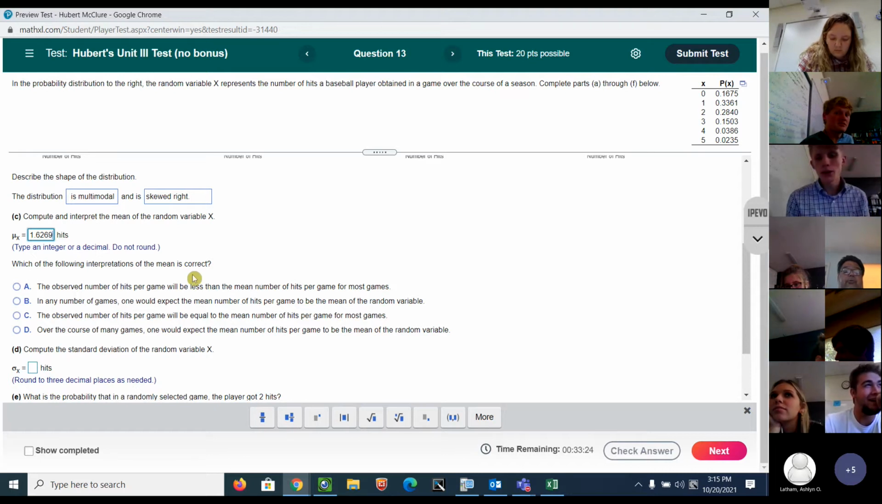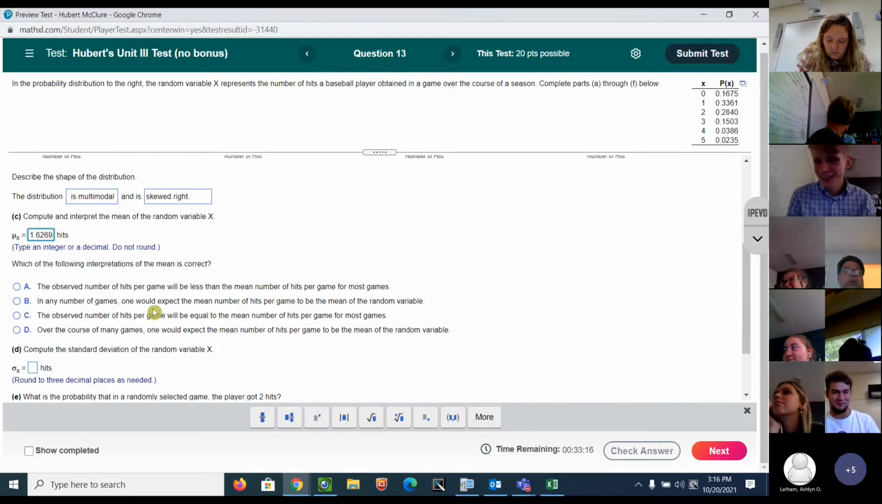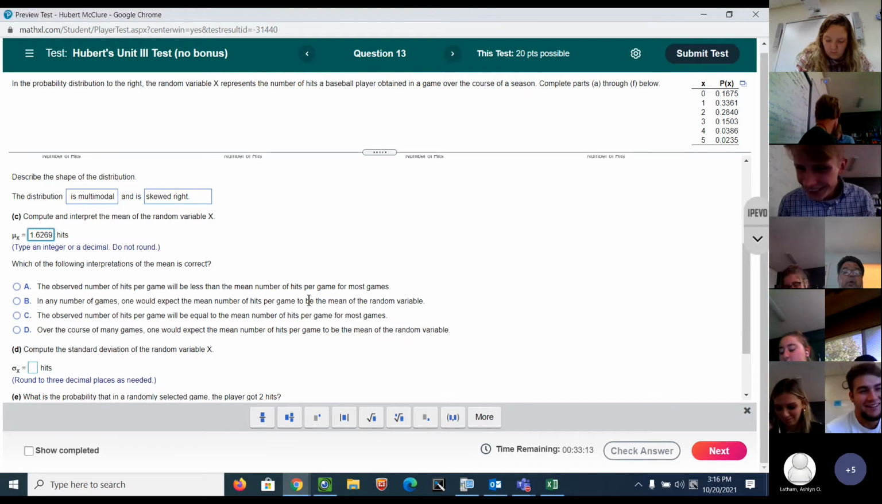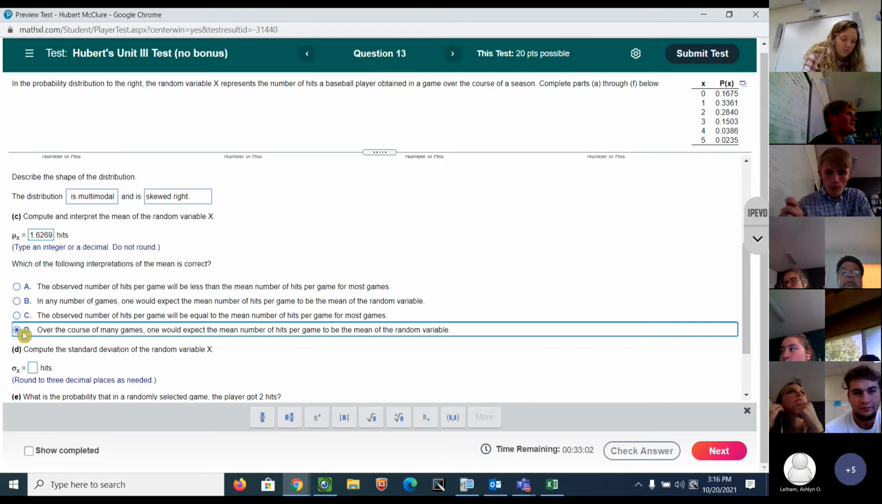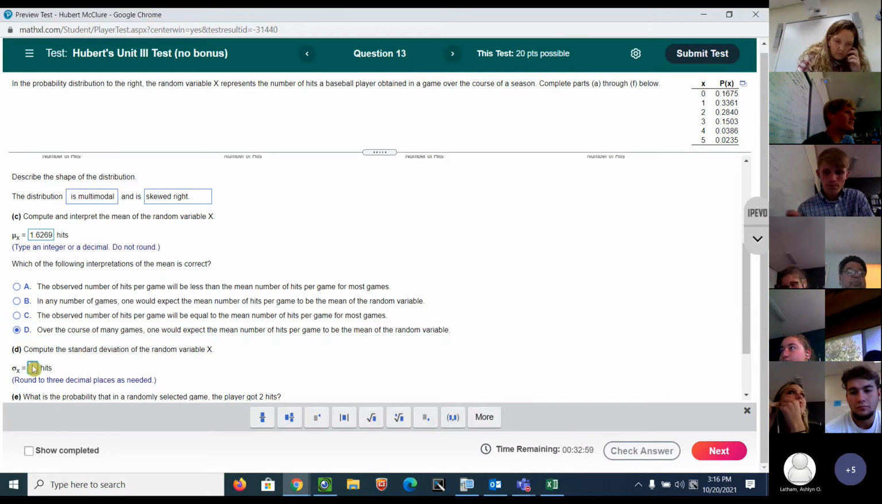Which of the following of the mean is correct? Would expect the number per games to be the mean. If any number of the games would expect the mean number of hits per games to be, no, not to be. The observed number of hits per games will be equal to, no. The observed number of hits will be less than, expect, D. I'm in a hurry, so I probably looked over the right answer. Compute the standard deviation, round to 3 decimal places. Don't round this one, but round this one, so that way you'll mess up. 1.176.